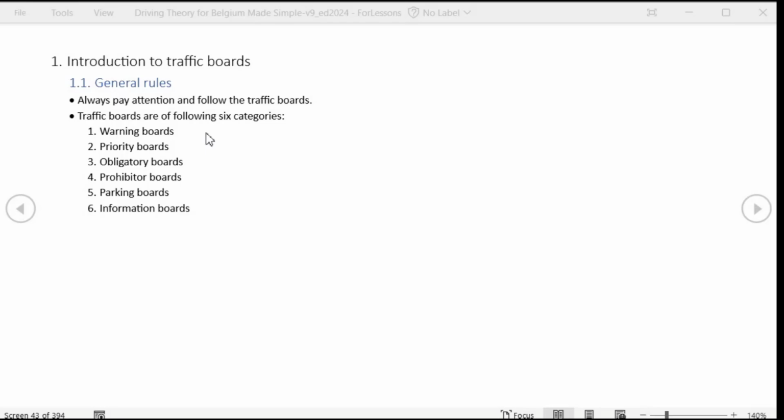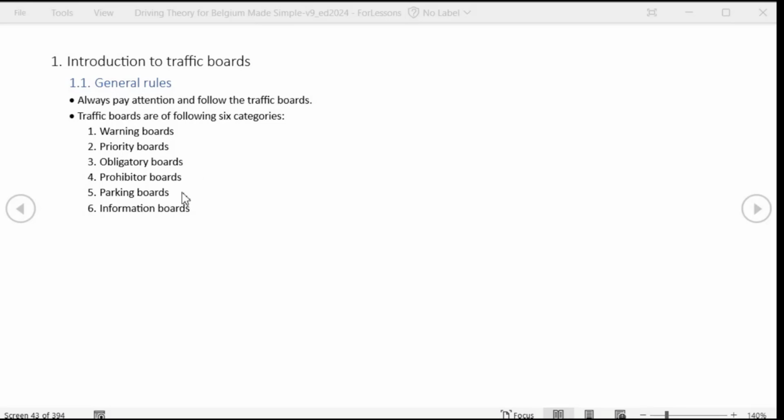Obligatory boards are mandatory boards, so you cannot ignore them. You must follow these boards. If an obligatory board instructs you to do something, you have to follow that. Prohibitory boards are boards which prohibit or stop you from doing something. You should not do something. Obligatory boards and prohibitory boards are exactly opposite to each other.